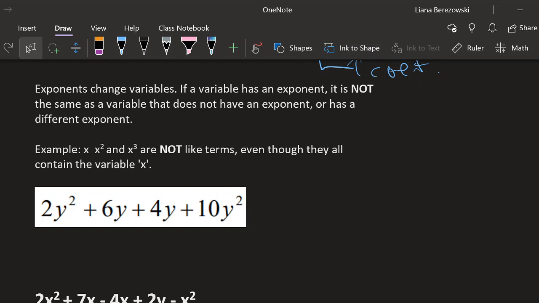We have 2y squared plus 6y plus 4y plus 10y squared. Now, when you have a grouping like terms problem, all you're trying to do is simplify the equation. You're not trying to solve for the variable because there's no possible way you can do that. It is an equation, but you don't know what it equals. So you're not solving for y, you're just trying to make the equation shorter by grouping those like terms.